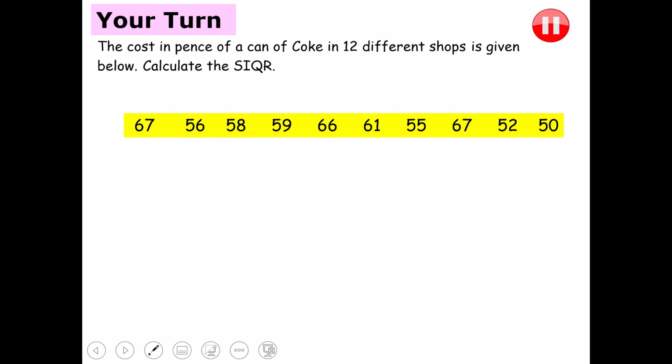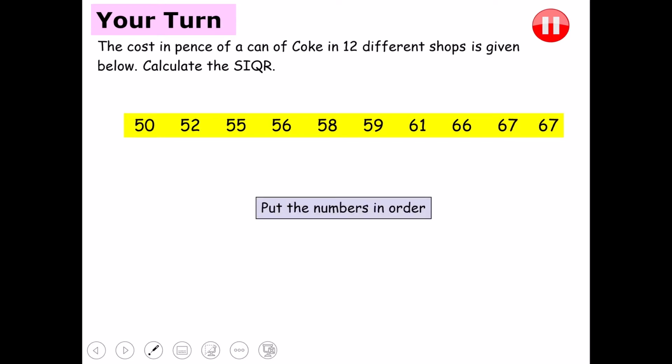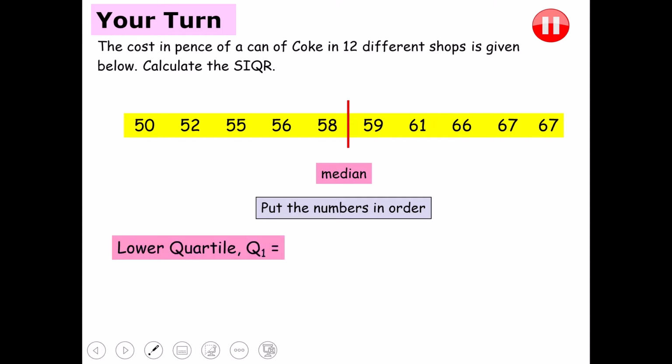Okay, hopefully you've given yourself enough time to work that one out. Let's go over the answer. So first step, always putting your numbers in order. Then we're going to identify the median. So between 50 and 59 is 58.5. We're then going to find quartile 1.